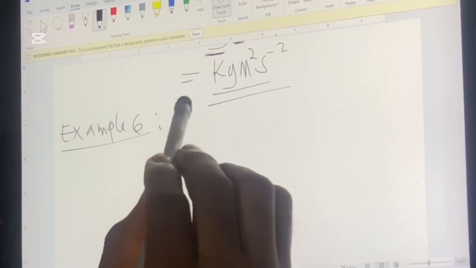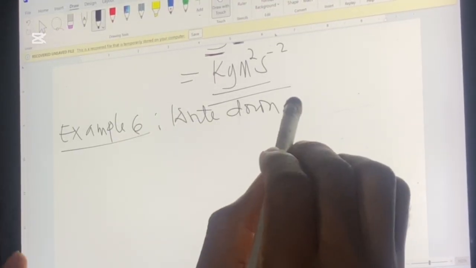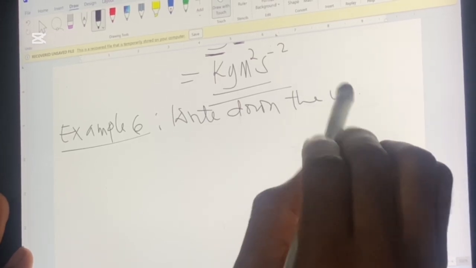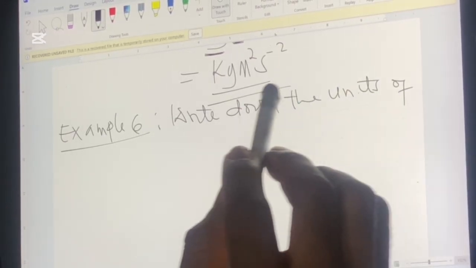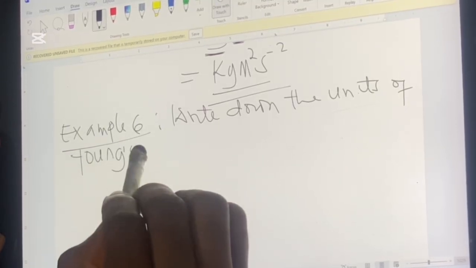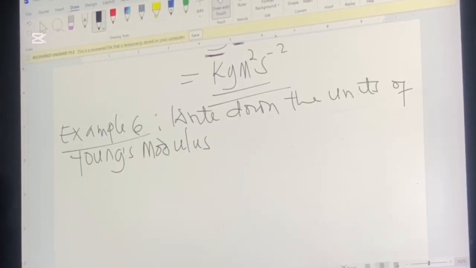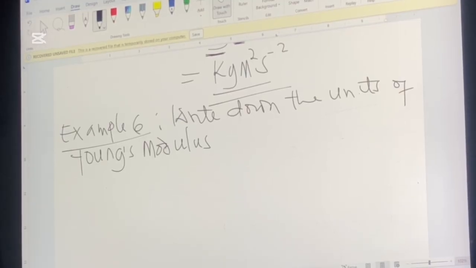Example 6. Write down the unit of Young's modulus. So the first thing I have to do here, please listen to me carefully, is to write down the formula of Young's modulus, okay?